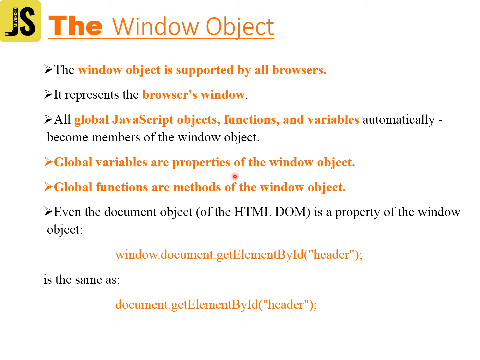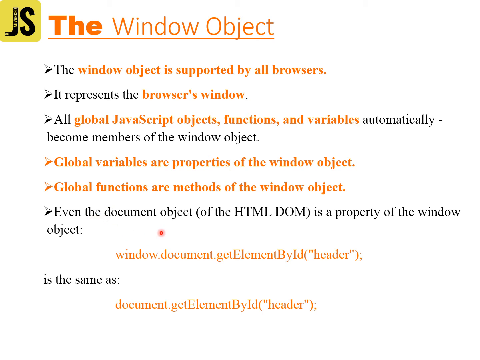Global variables are properties of the window object. Global functions are methods of the window object. So everything considered global is a property as well as a method of the window object. Global variables are the global properties of the window object, and global functions are the methods of the window object.